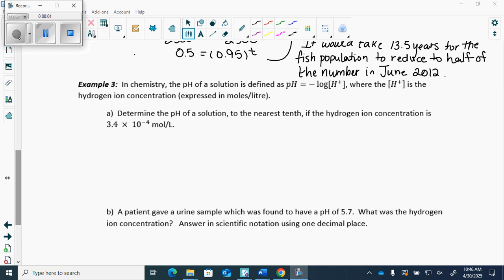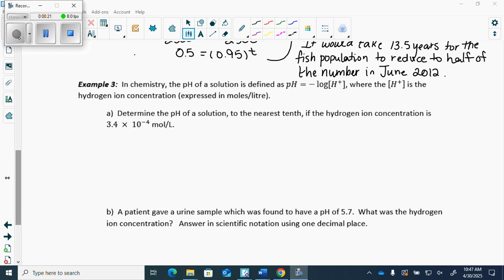In chemistry, the pH of a solution is defined by pH equals negative log of H plus. So they can give you any type of formulas they want, right? Ones where they're partially filled in, completely filled in, or absolutely no formulas at all. So we're going through the ones with formulas, where H plus is the hydrogen ion concentration expressed in moles per liter.